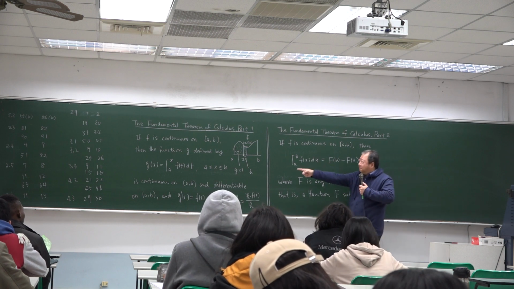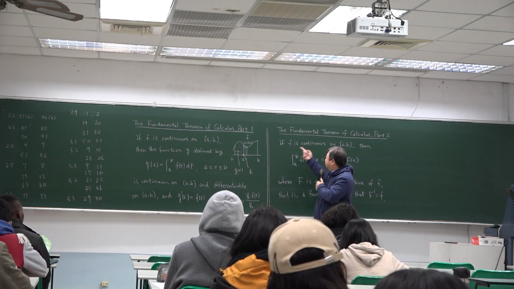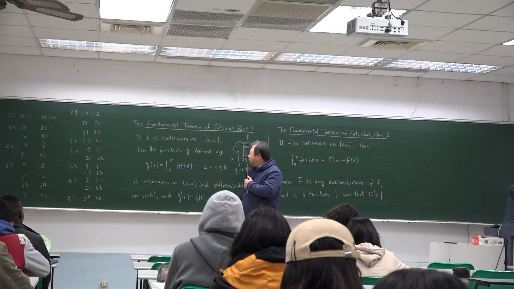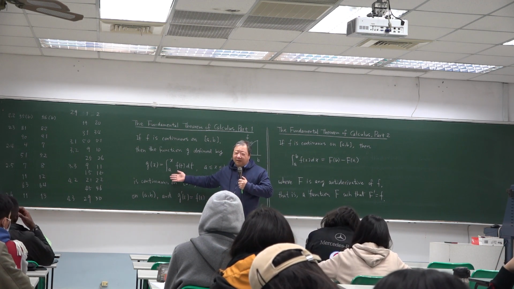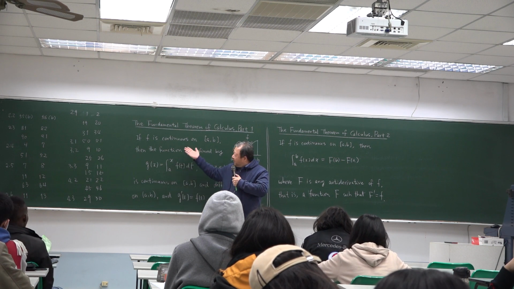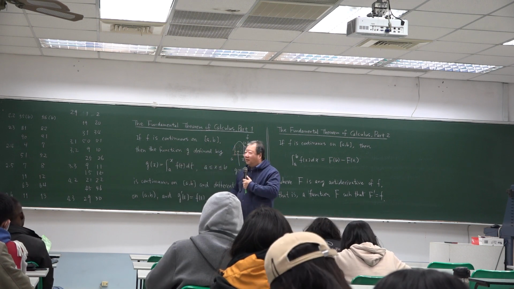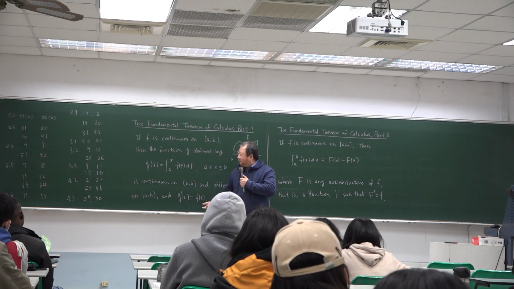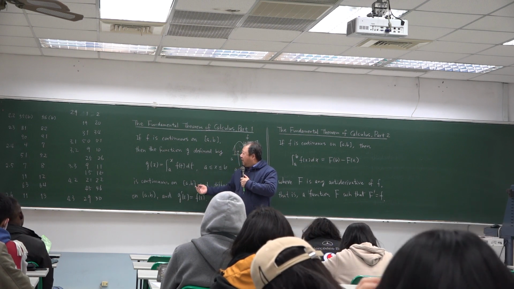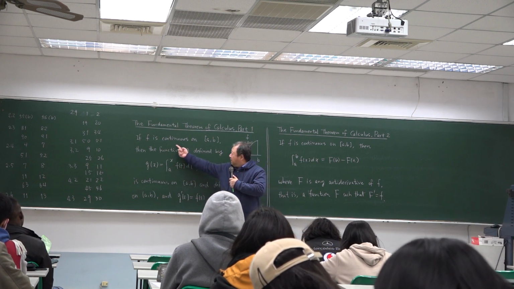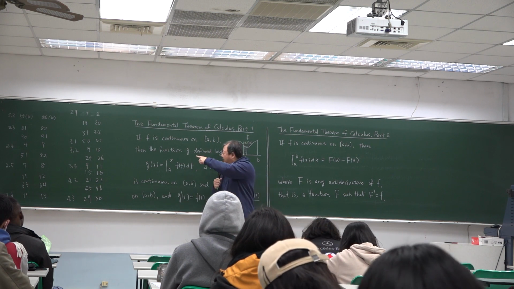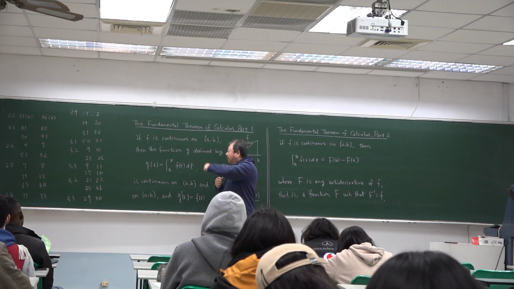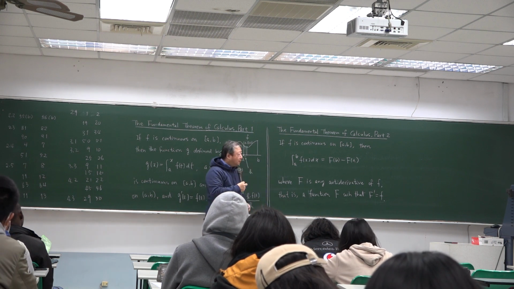But part 1, under this condition, already gives you a concrete example. So part 1 tells us the existence of an antiderivative of the continuous function f, continuous on a bounded and closed interval.